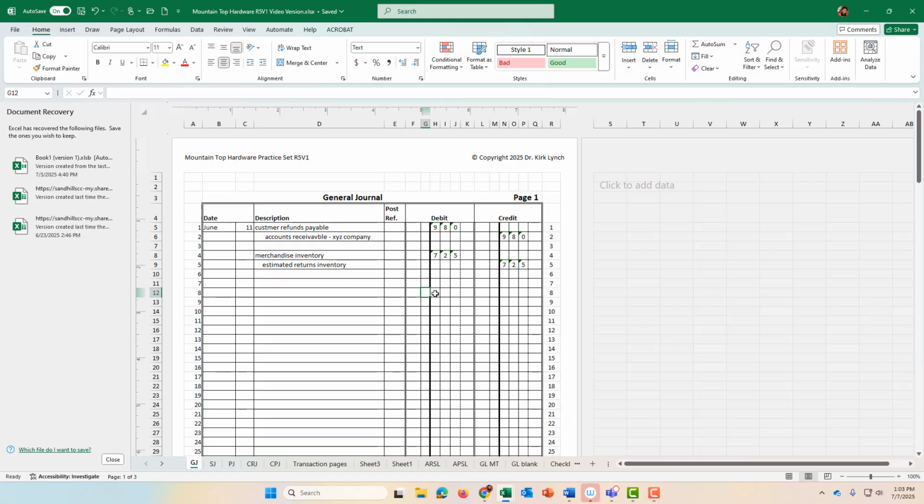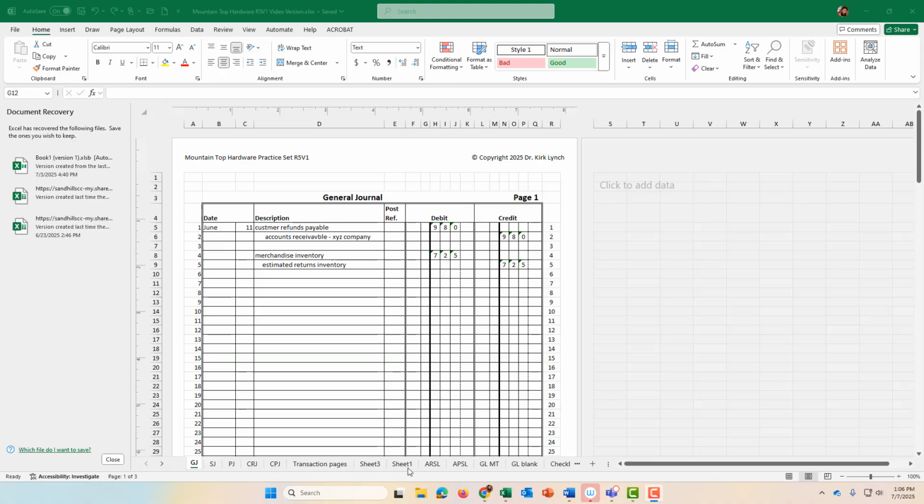Now, like with all journal entries, we have to post this information into our general ledger, and in this particular case we have to update not only the general ledger accounts receivable, but also our subsidiary ledger for XYZ Company. So let's start posting this information into our general ledger. We're going to start a row at a time here. Customer refunds payable, we're going to debit $980.